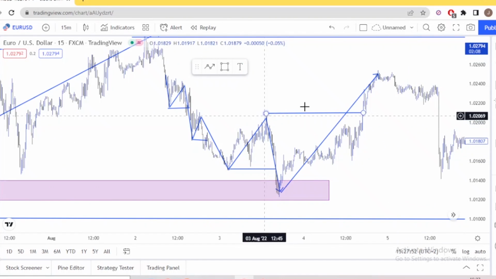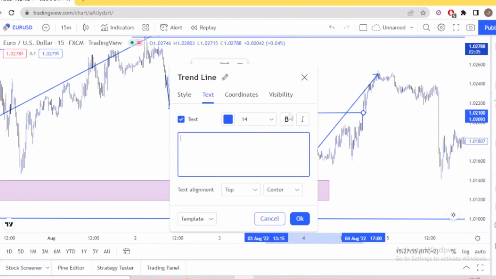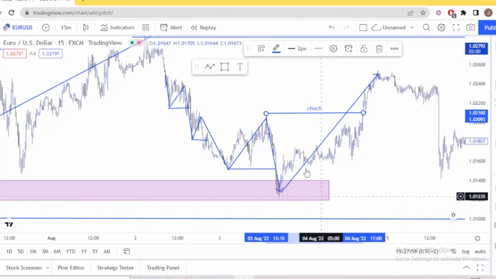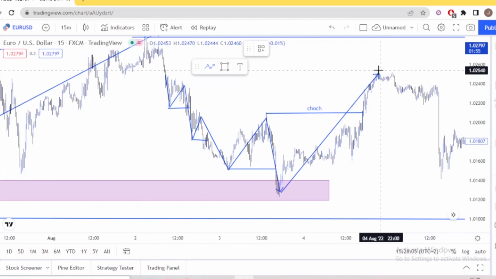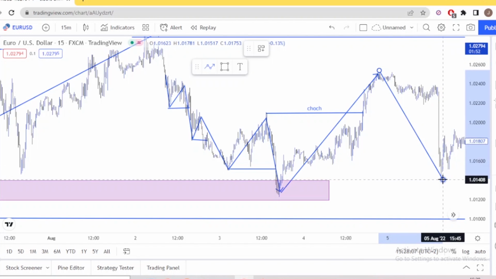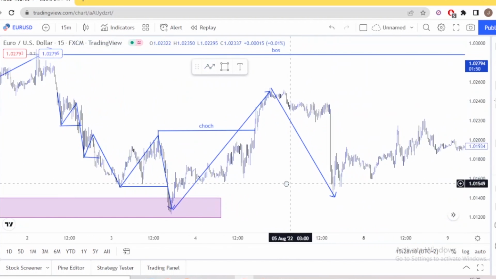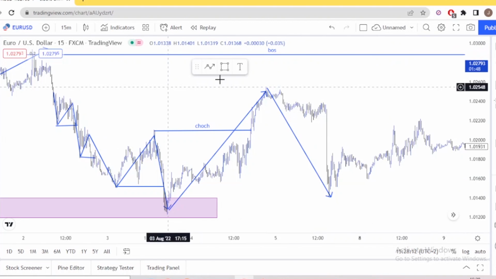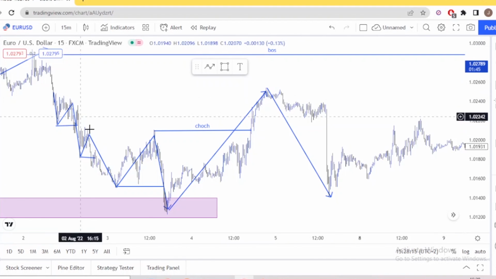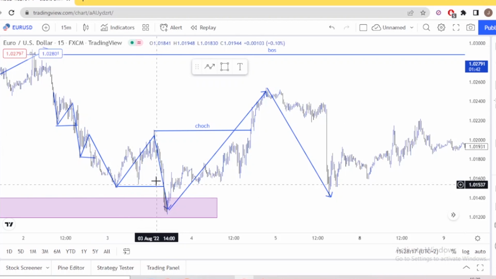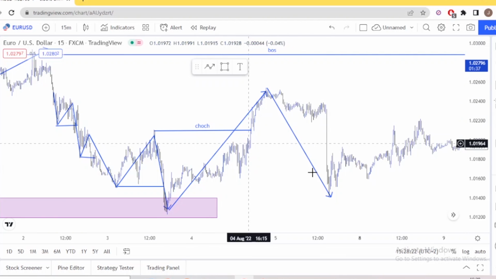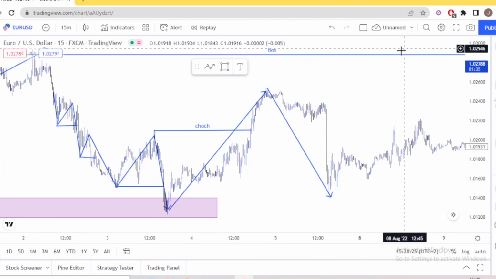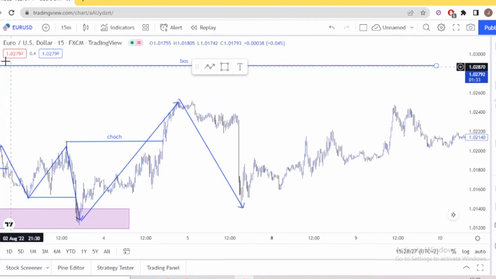So we had that change of character here, and we dived back into a zone. That's what the market did. After diving back into a zone, we started taking out the high. Remember, this was just the corrective trend, because the major trend is going up. After the corrective trend, what we do is we take the high of the major trend. So now we took the high of the major trend.